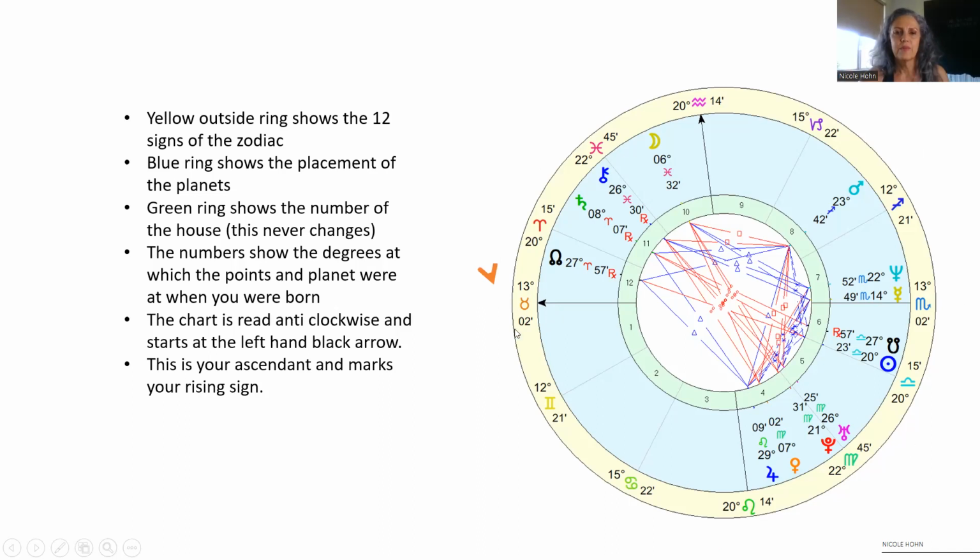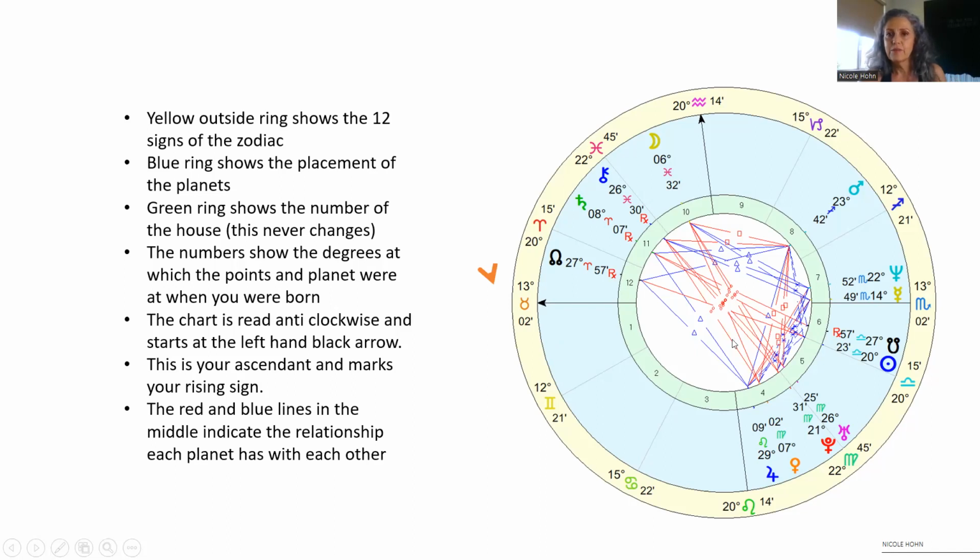Now, this starting point here, where that black arrow is, is the moment that you came into the world, and that marks your ascendant. That's also called your rising sign as well. So that's the very starting point of your chart, the moment you were born, and that represents your first house.